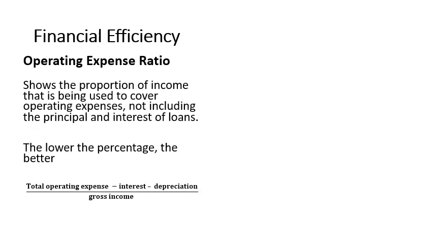So one metric that can be used for financial efficiency is your operating expense ratio, and that shows the proportion of income that's being used to cover expenses, not including principal and interest of loans. And the lower the percentage, the better. So you've got total operating expenses, but you take out interest and depreciation, divided by gross income, and that would give you that ratio.